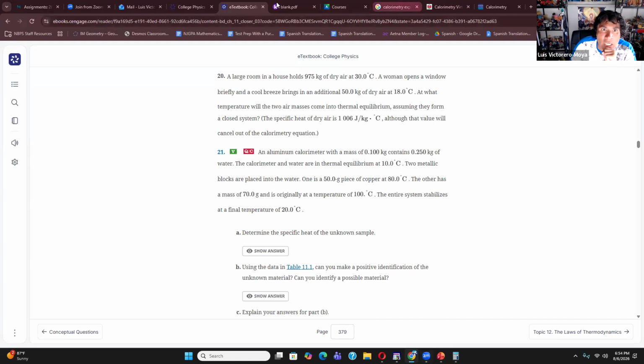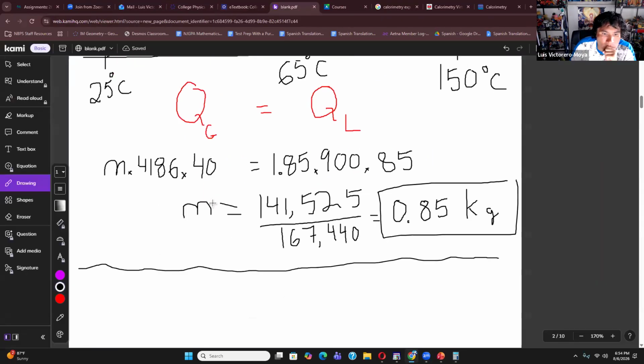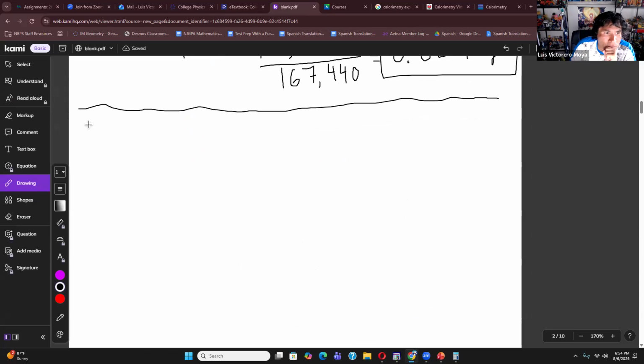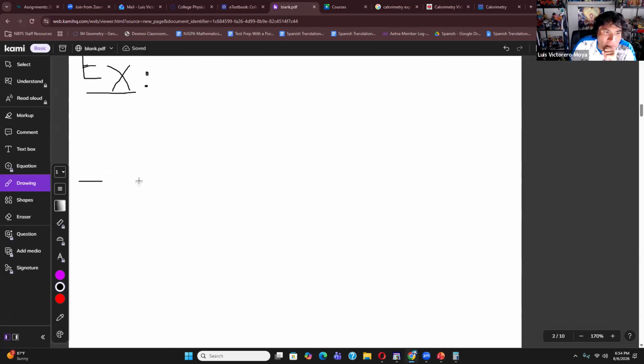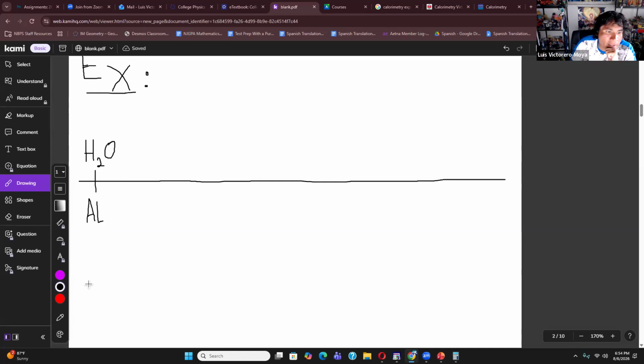So let's take a look. This is a more interesting one though. So this is your calorimetry experiment. Right? So again, this is why this method is very useful, because now you can identify everything that's happening there. So first we have the water and the aluminum both at 10 degrees Celsius.